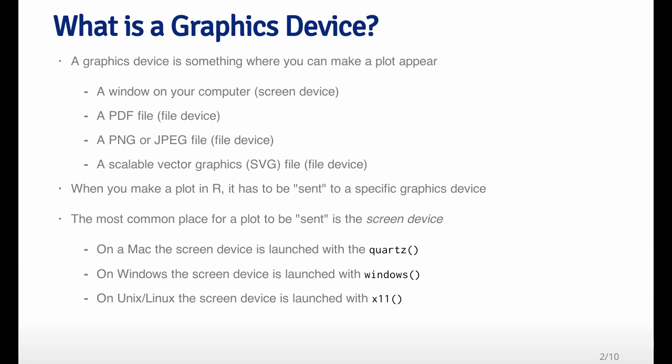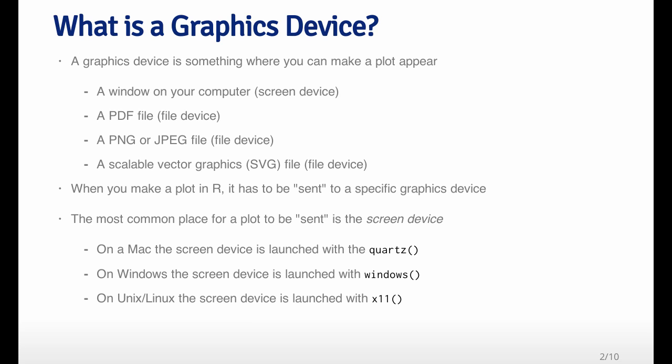Other places where you might want to send a plot include things like files. Files come in a variety of formats. You can have a PDF file, a PNG file, or a JPEG file, or a scalable vector graphics SVG file. There are a lot of different file devices that you can choose from, and you can send a plot to those files. Anytime you make a plot in R, it has to be sent to a specific graphics device. Otherwise, there's no way for it to be generated.